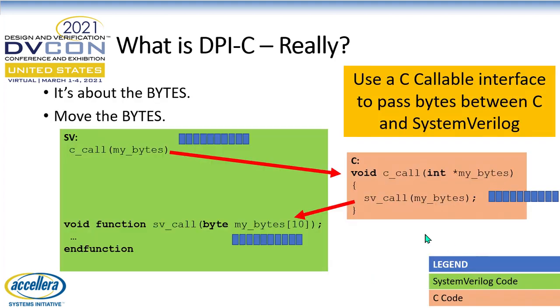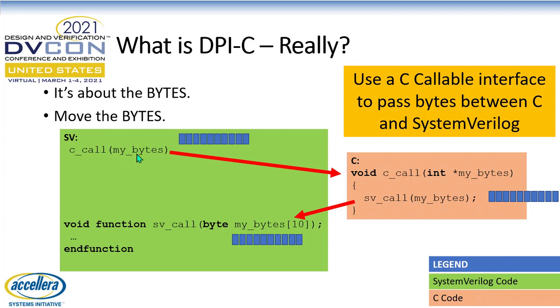So what is DPI-C really? Well, it's about the bytes, moving the bytes. We have some SystemVerilog on the left here in green, and on the right, some C code in orange. That's how it's going to work in this talk. SystemVerilog code is green, C code is orange.